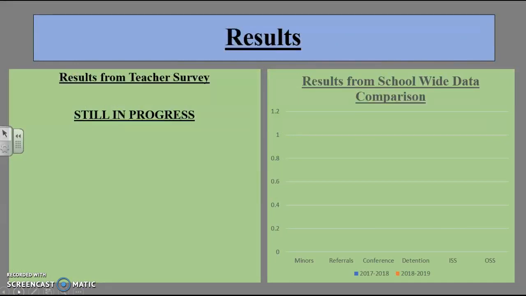And my results from the school-wide data were done, except I decided to go back and take a more in-depth look. Originally, I was just doing minors and referrals for the months of August, September, and October. And now I've decided to not only do that, but I'm going to do that by seeing the action that was taken by the referrals. So does it go to conferences? How many go to detention, ISS, OSS?